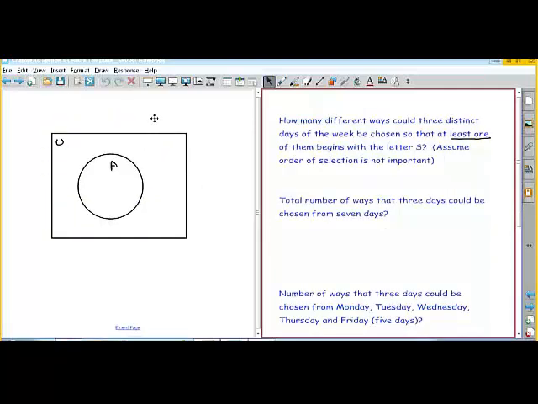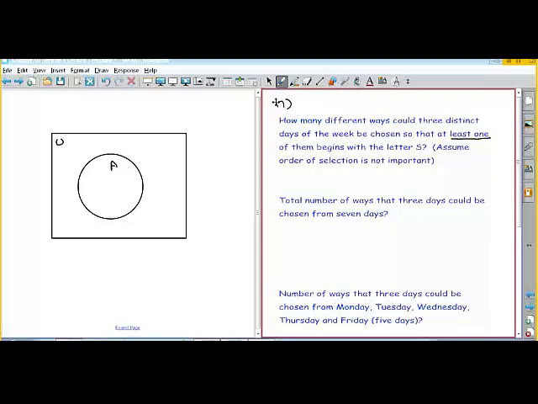Okay, so this is a problem in your book. Let me find the number so you can reference it. This is chapter 10, section 5, problem 17. So the question they ask is, how many different ways could 3 distinct days of the week be chosen so that at least one of them begins with the letter S, assuming the order of selection is not important?